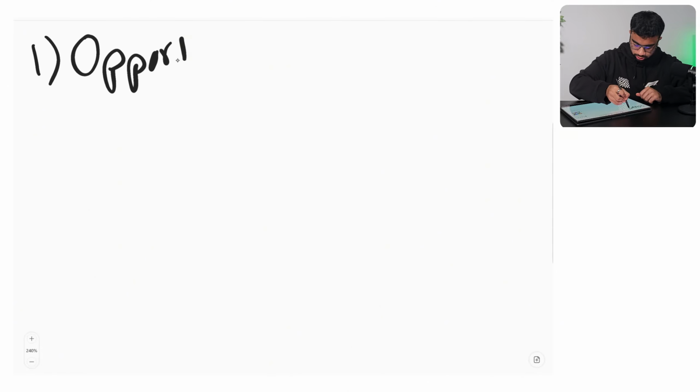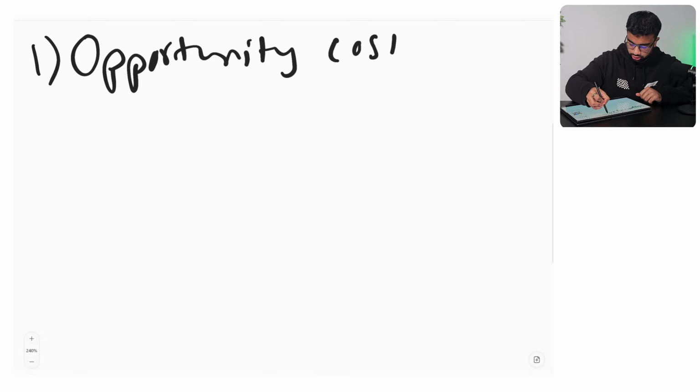So if I had to define opportunity cost, I'd say opportunity cost is the next best alternative you miss out on in an economic decision by acting rationally.